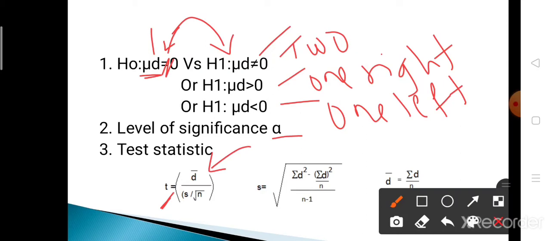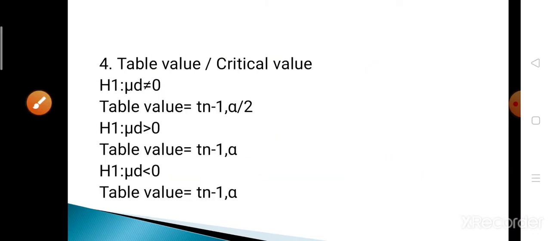How do we calculate D bar? D bar is calculated as summation D upon n. What does D mean? D is the y minus x, where y is the after treatment observation and x is the before treatment observation. How do we calculate S? S is equal to the square root of summation D square minus (summation D) whole square upon n, all divided by n minus 1, where small n is the number of observations, that is, the sample size.